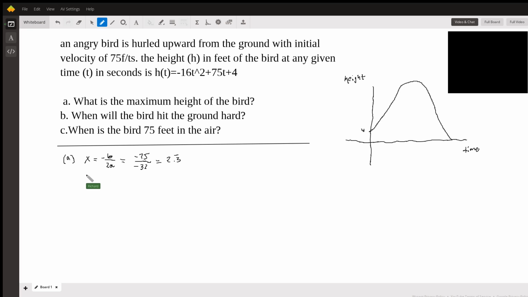And then we just find h of 2.3, plug that into the equation up top. And I did this on my calculator. The calculator's giving me 91.9. So that's the coordinate of the vertex. So 2.3 is the axis of symmetry here. X equals 2.3. Let me just redraw this.